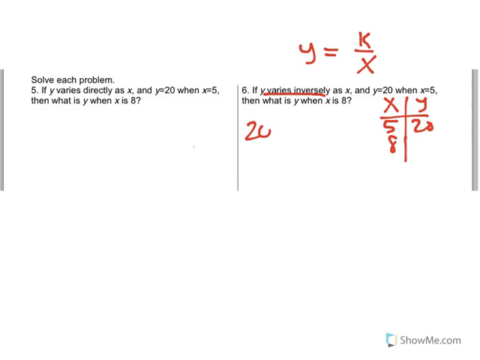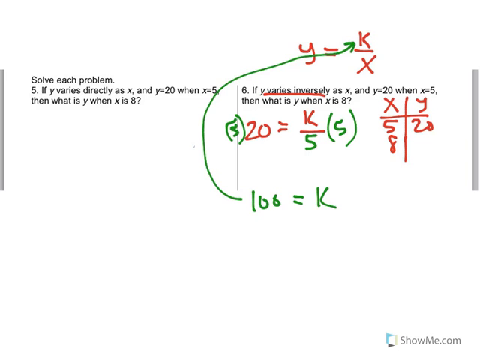So I'm going to say 20 equals k divided by x, and x is 5. So multiply both sides by 5 to find k, and I get 100 equals k. So now we're going to plug 100 in for k, and I get y equals 100 divided by x. Well, x is 8, so I'm going to do 100 divided by 8, and I get y to be 12.5.